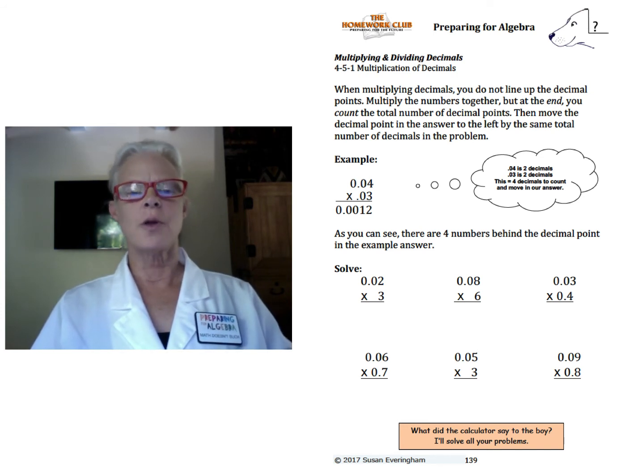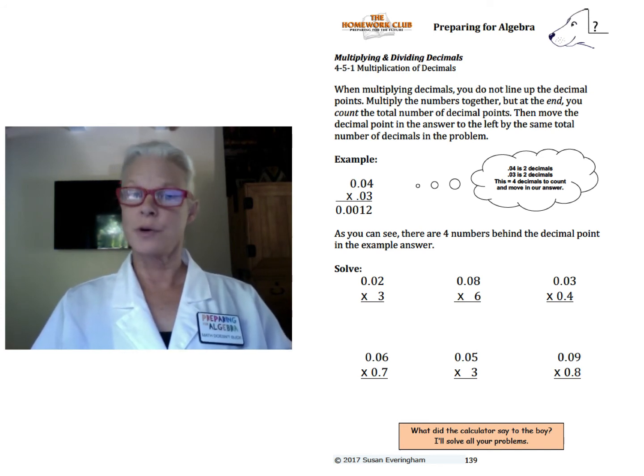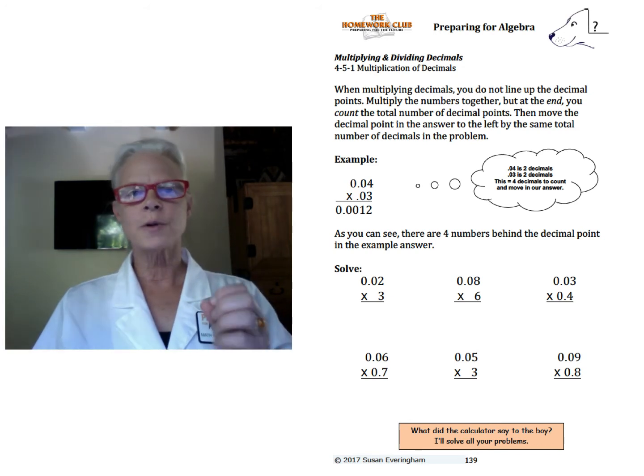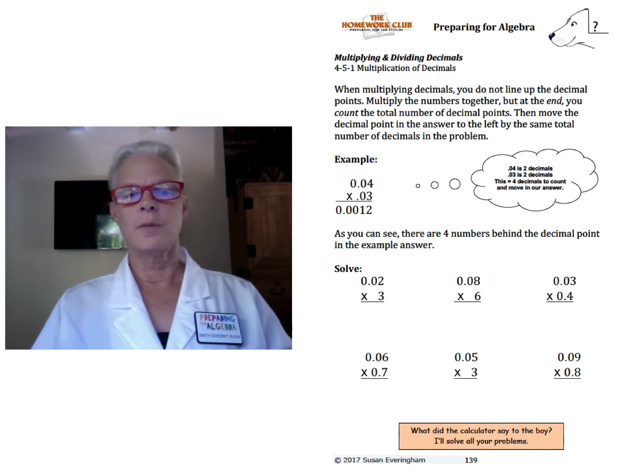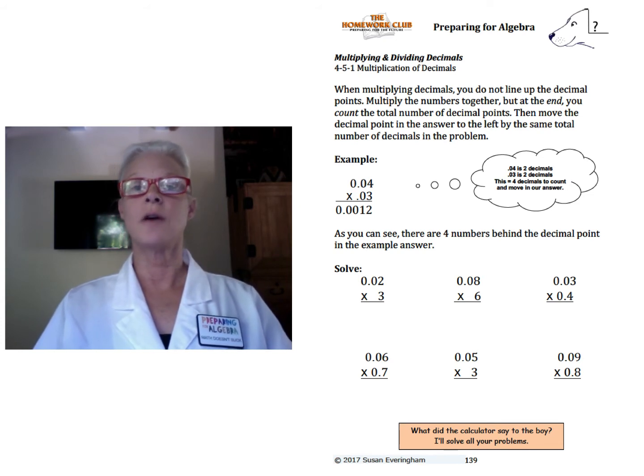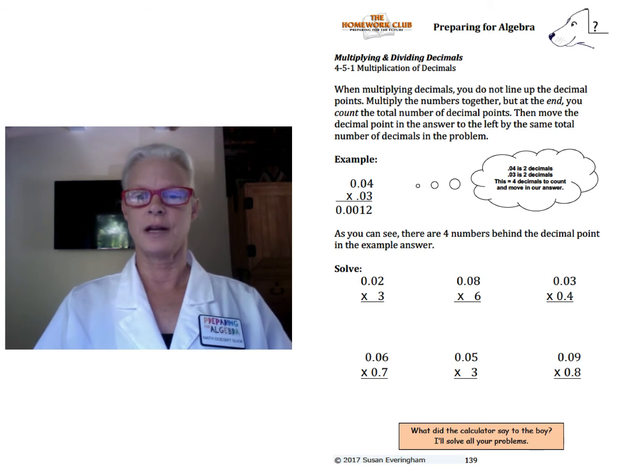So for example, 0.04 times 0.03 has how many decimal places? It has 4: 0, 4, 0, 3. 1, 2, 3, 4. The answer is 12. You move the decimal place 4 places. So 4% of 3% is 0.0012, which is tens, hundreds, thousands, ten-thousandths. 12 ten-thousandths is 0.04 of 0.03.